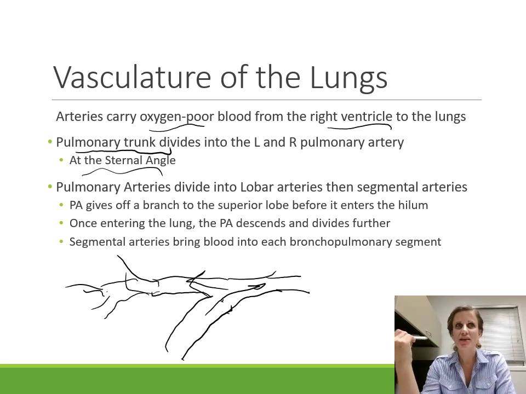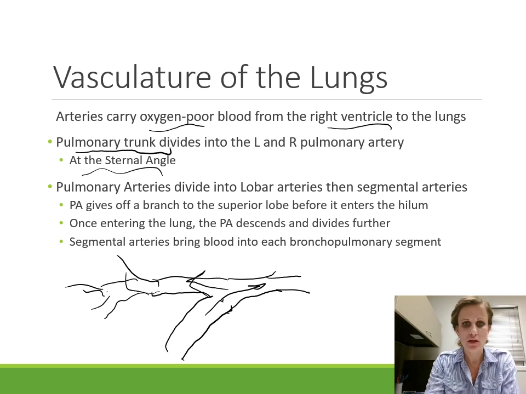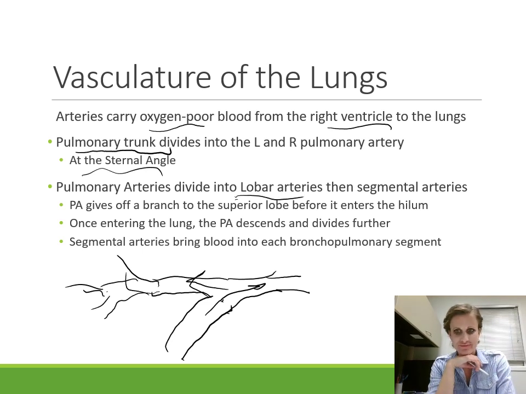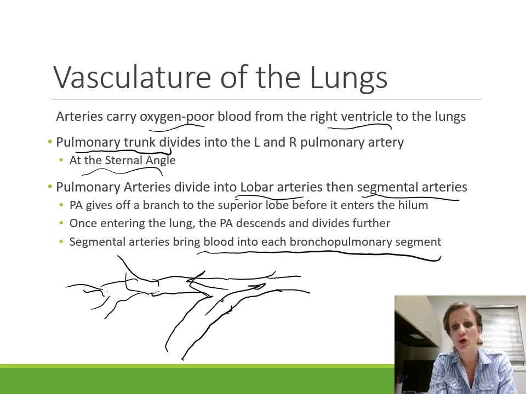The arteries kind of follow the same trend that we saw with the bronchi. Okay, there are pulmonary arteries that divide and give us lobar arteries, right? They go to the different lobes. The lobar arteries are going to give rise to segmental arteries, and the segmental arteries end up bringing blood into each bronchopulmonary segment.